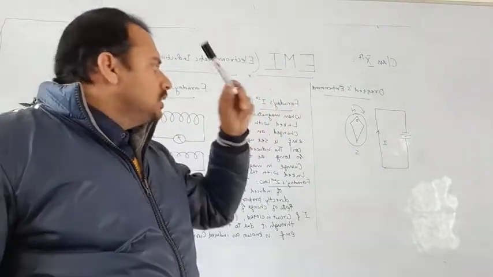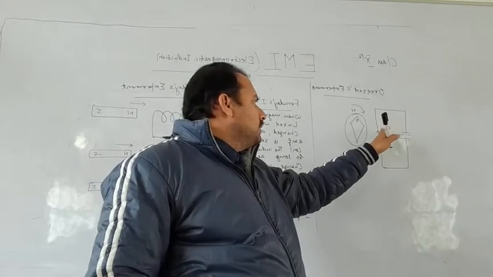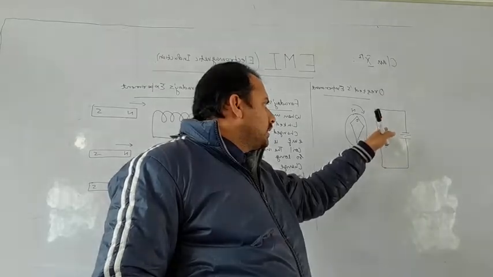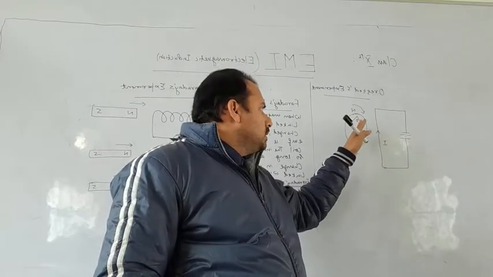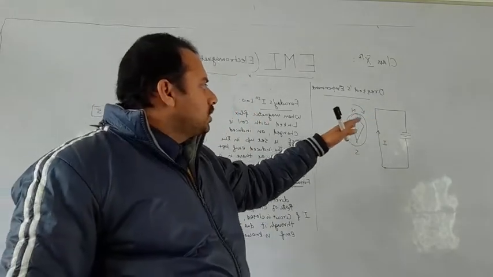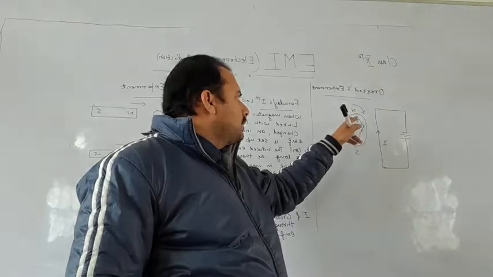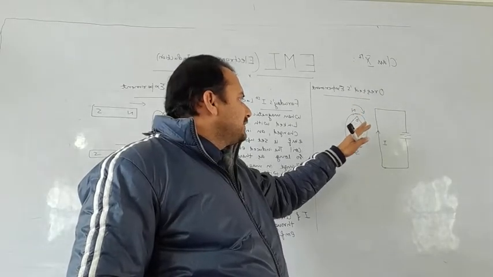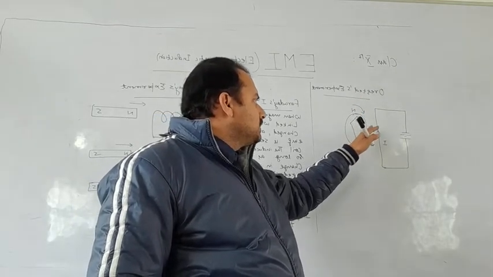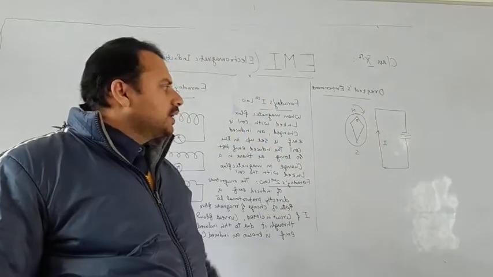What was said in this experiment? That if there is a current flowing through a conductor, there will be a magnetic field developed around or near the conductor, and with the help of a magnetic compass needle we can detect the presence of the magnetic field due to this straight current carrying conductor.